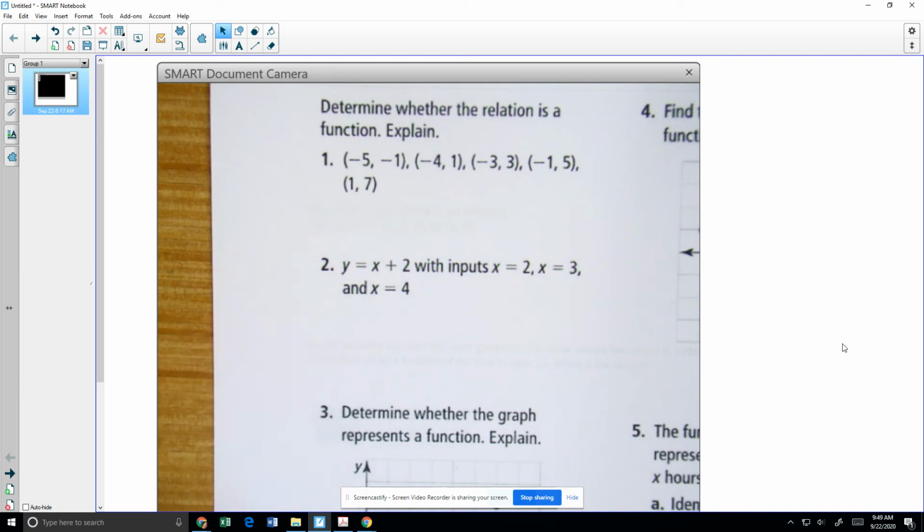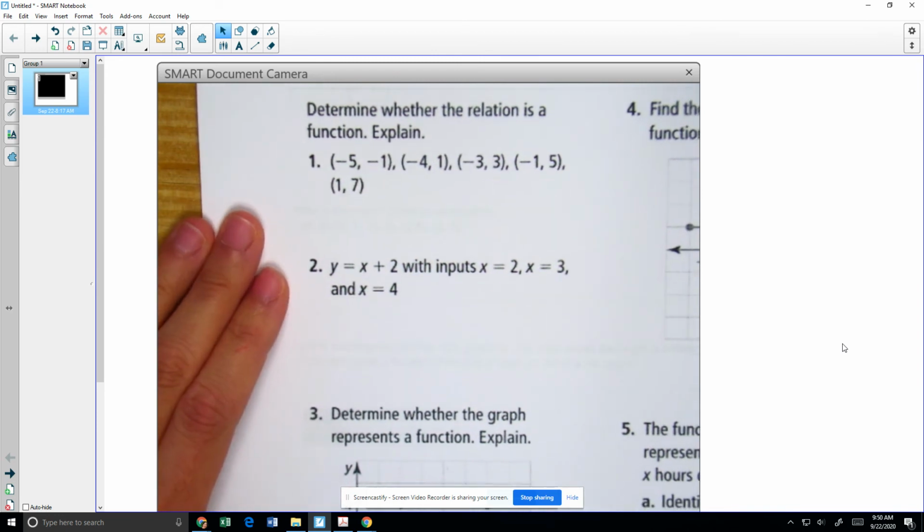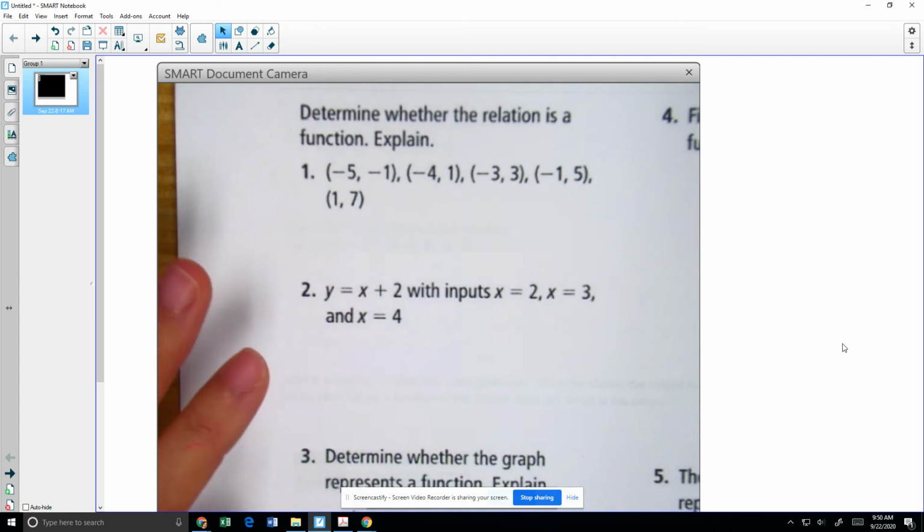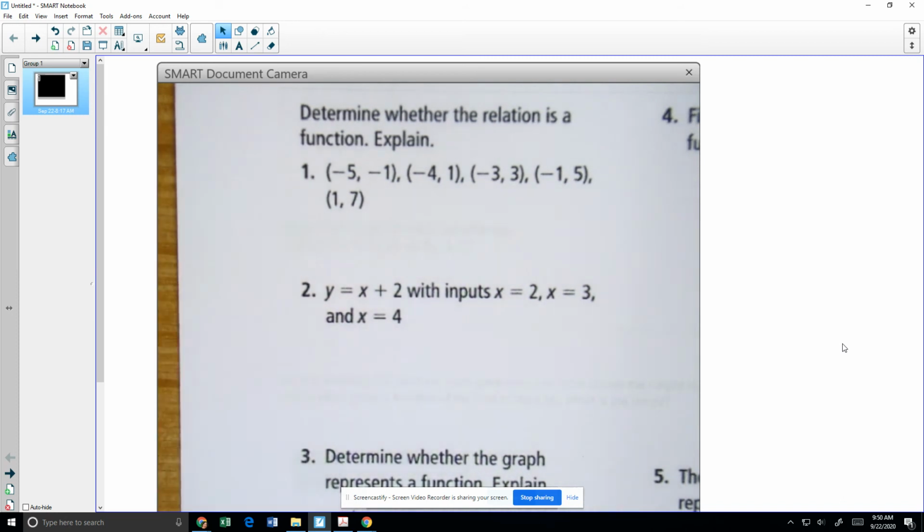All right, so you don't need to write this down unless you really want to, okay? This is a review from yesterday. I just kind of want to remind you again the difference between a function and not a function, and then also domain and range, because that was kind of confusing. So if you just sit and listen, you really should be okay. You're more than welcome to write this down though, if you want to.